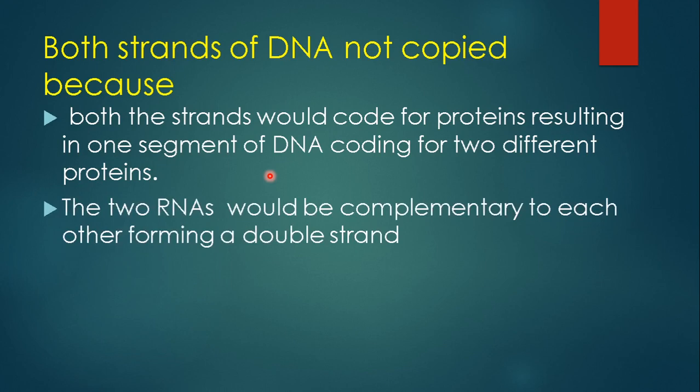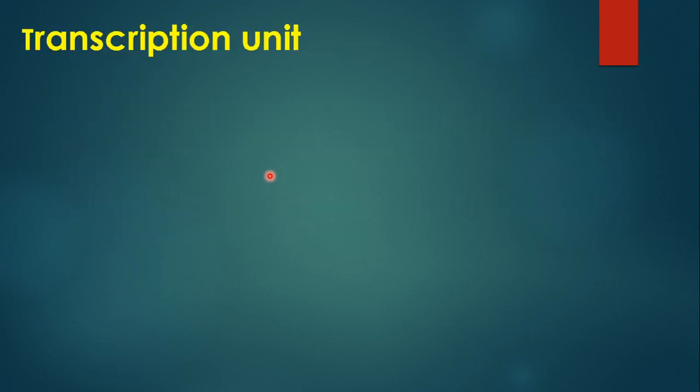Also, if both the DNA strands undergo transcription, then two RNAs will be produced, and those two will also be complementary to each other. Thereby it might result in the formation of a double strand, which is just next to impossible. That will not be an RNA.